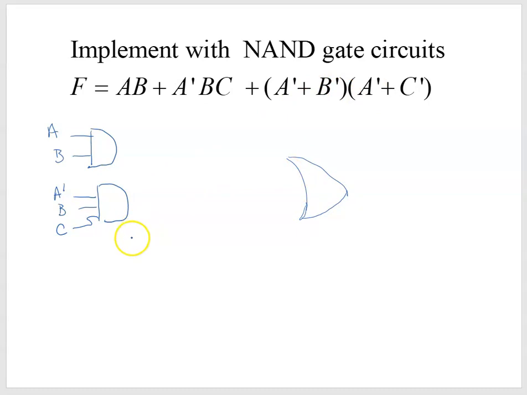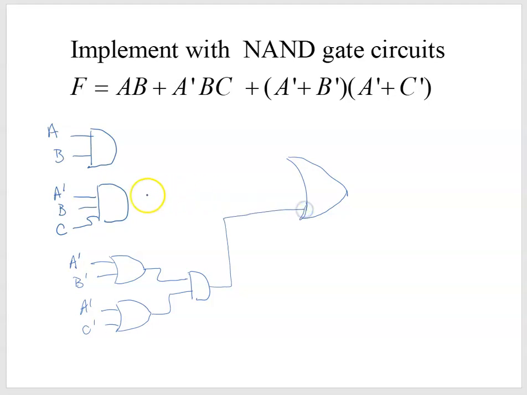And now I have 2 ORs that are ANDed together. So I have this OR and I have this OR. And what I have here is A prime, B prime, A prime, C prime, and these two get ANDed. And then we have 3 inputs to our final OR gate. So here is the implementation as expressed in this Boolean function up here.